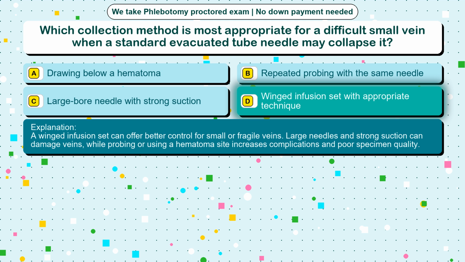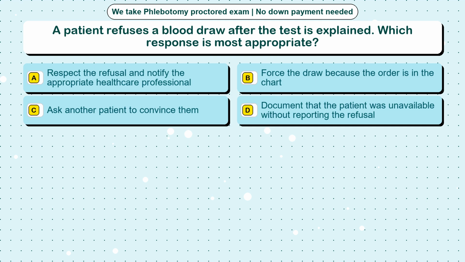Large needles and strong suction can damage veins, while probing or using a hematoma site increases complications and poor specimen quality. Question 75. A patient refuses a blood draw after the test is explained. Which response is most appropriate? Option A, respect the refusal and notify the appropriate healthcare professional.